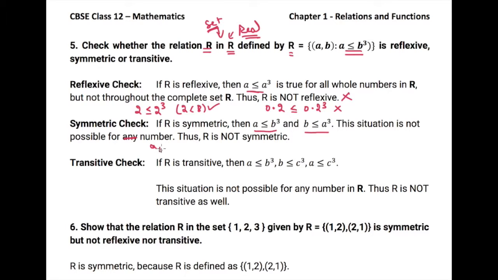The chosen a, b is 1, 3. 1 is less than or equal to 3³, this is true, but 3 less than or equal to 1³ is not true.